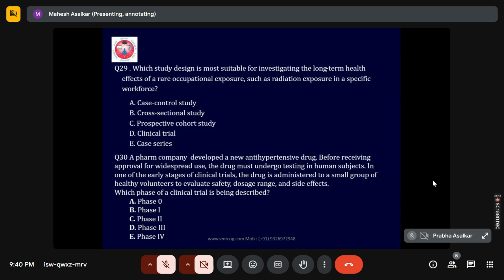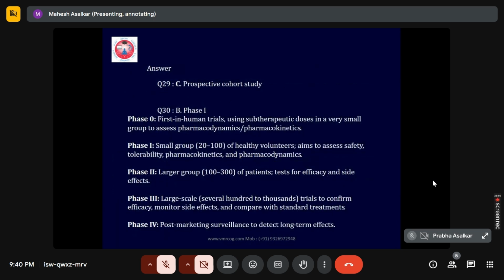It is phase 1, doctor. Phase 1, yes. Question number 29 is a prospective cohort study, and question number 30 is phase 1. In phase 0, the first in human trials using subtherapeutic doses in a very small group to assess the pharmacodynamics and pharmacokinetics. Then you have phase 1 where there is a small group, less than 100, 20 to 100 of healthy volunteers, to assess safety, tolerability, pharmacokinetics, and pharmacodynamics.